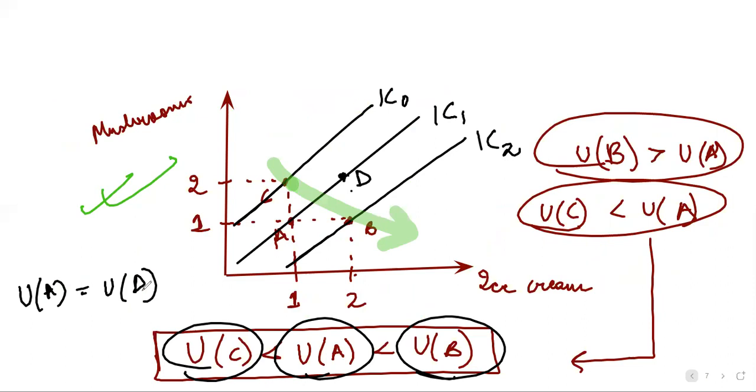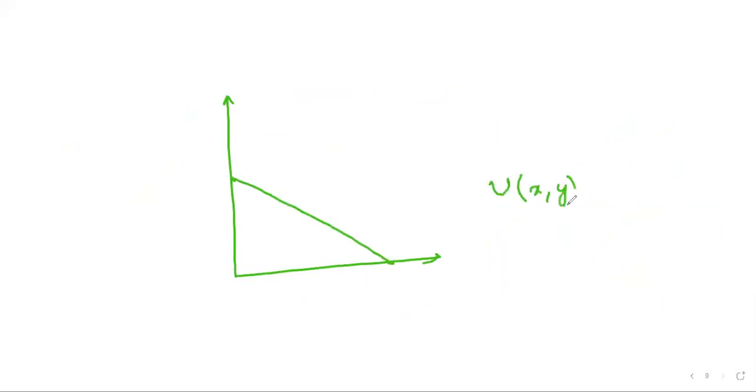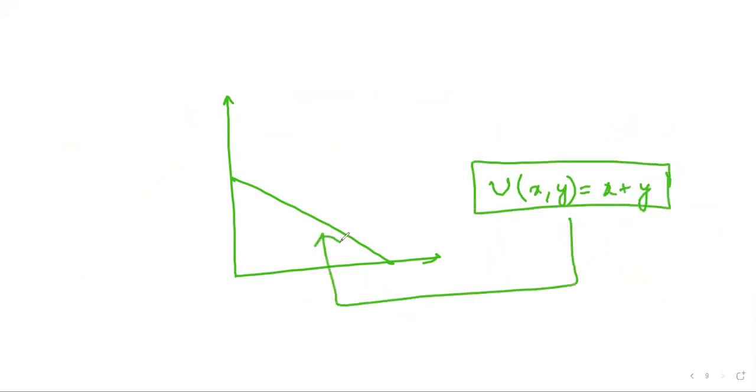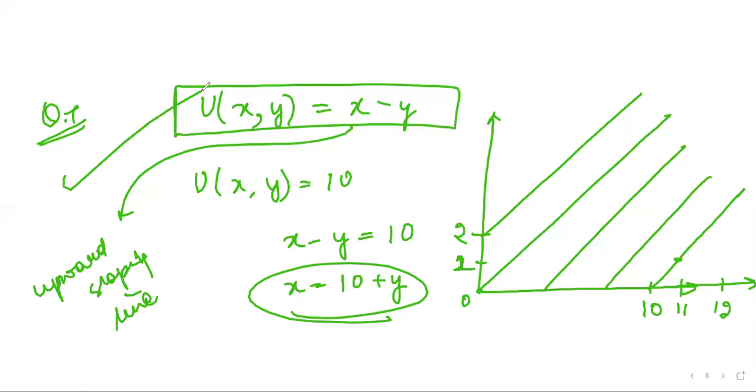Similarly, if I ask you how you represent lines like this, which is nothing but a perfect substitute case, you say my utility function looks like this. If your utility function is like this, it is a downward sloping line, right? Isn't that the case? So this completes our analysis.